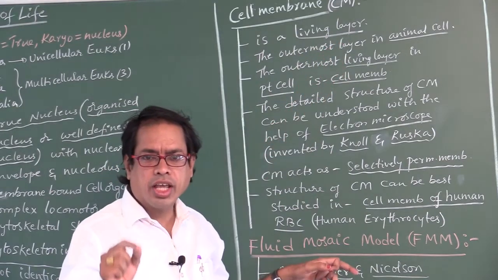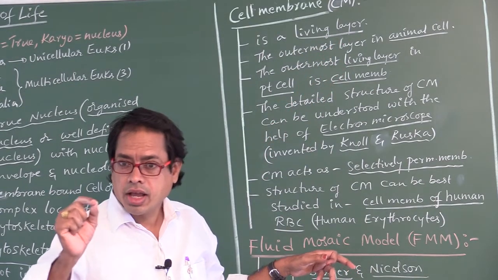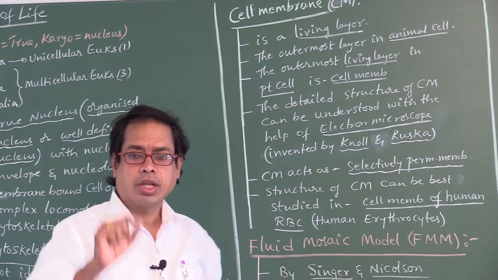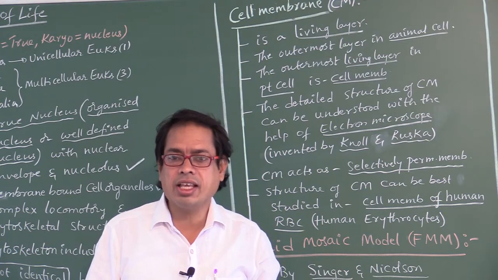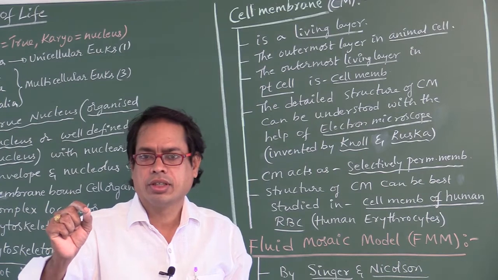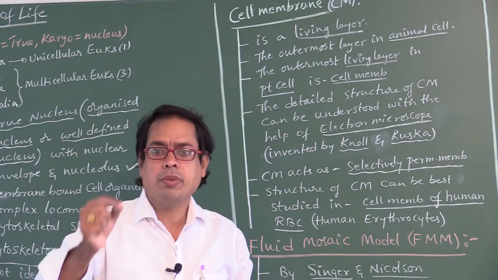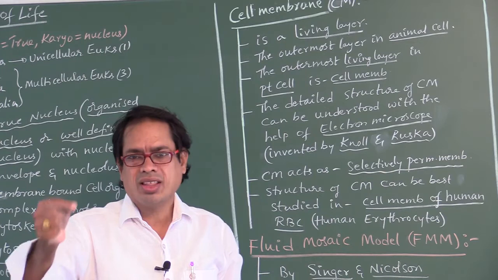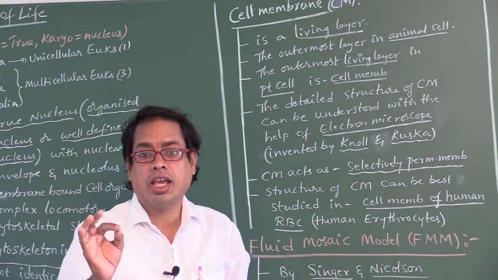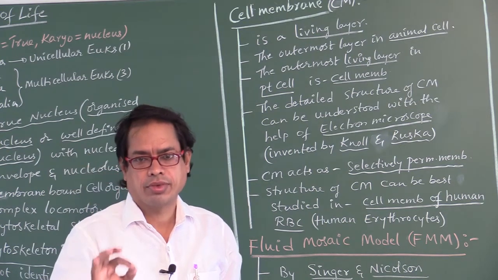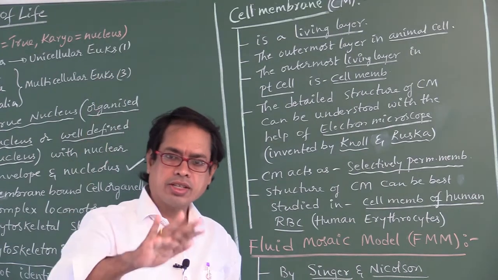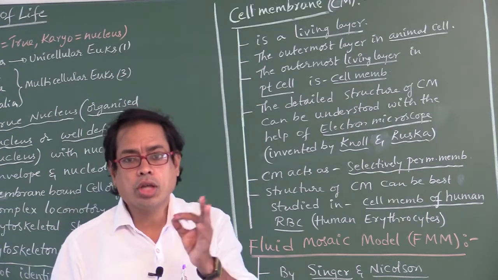The outermost layer in animal cell is cell membrane. Outermost layer in plant cell is cell wall. In plant cell, below the cell wall, cell membrane is present. What is the difference between cell wall and cell membrane? Cell wall is a non-living layer. Cell membrane is a living layer, both in plant cells and animal cells.